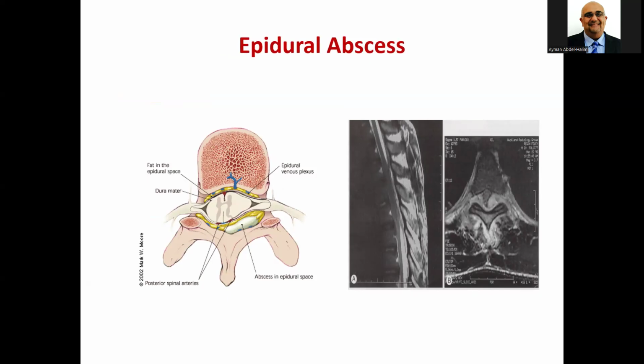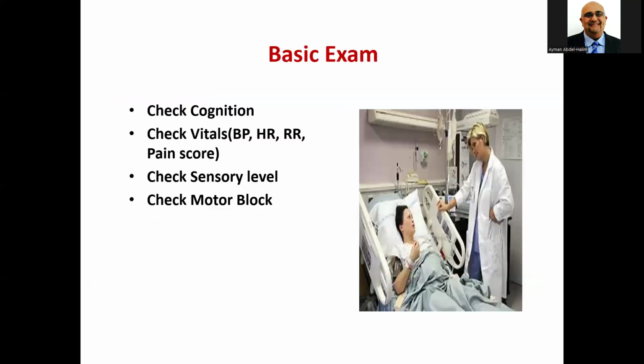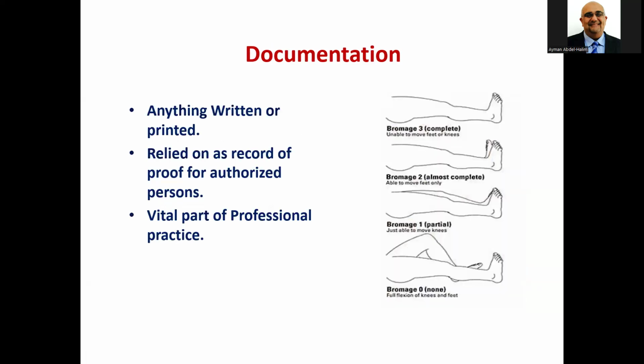Also, epidural abscess. This could be catastrophic, of course, and it can happen. It's pretty rare, but it can happen, especially if you have an immune compromised patient. So again, with epidural, you need more follow-up than with a PCA. You need to check cognition. You need to check vitals: blood pressure, heart rate, respiratory rate, pain score. You need to check sensory level and motor block. And you have to document these in your chart or in your system here, because this has a lot of medical legal importance.